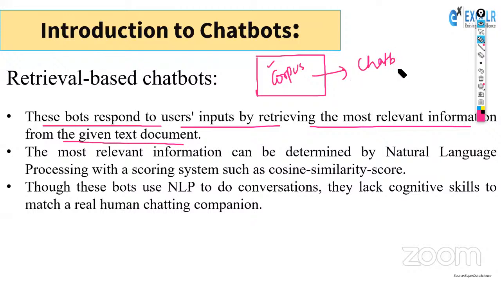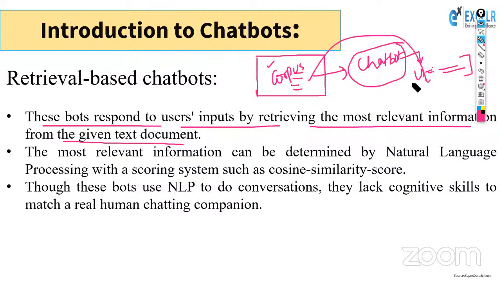So once a chatbot is built, let's suppose a particular user is asking a certain kind of query. What this chatbot will do is try to find the most accurate or most relevant information from this huge corpus, and that information is answered by the chatbot against this particular query. This is something called a retrieval-based chatbot.